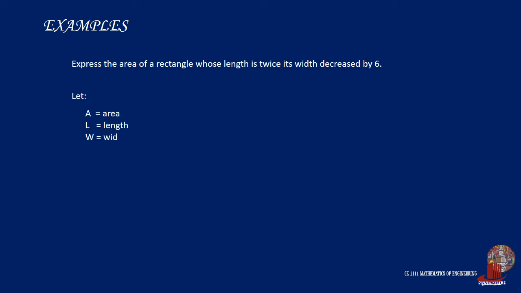Let's try this other example. Express the area of a rectangle whose length is twice its width decreased by 6. If we denote A for area, L for length, and W for width, the statement reflects that the length is twice its width decreased by 6.